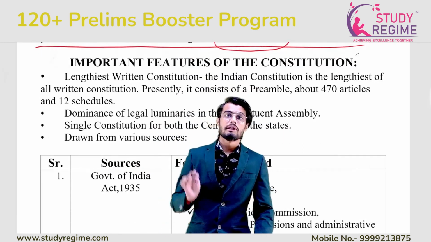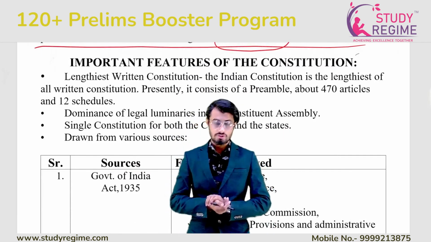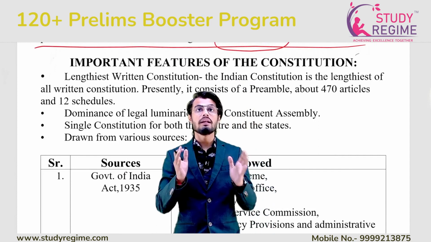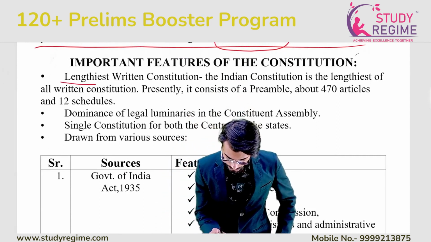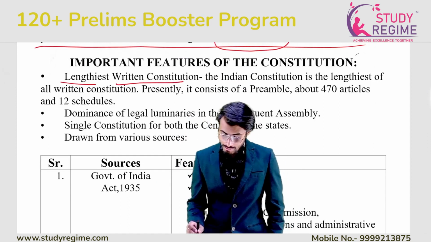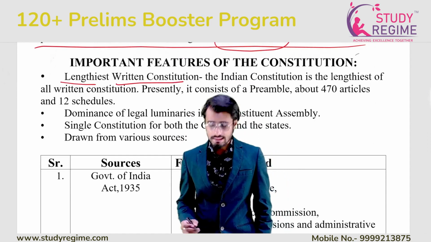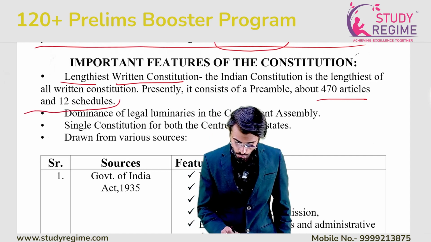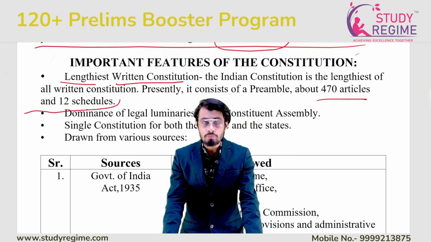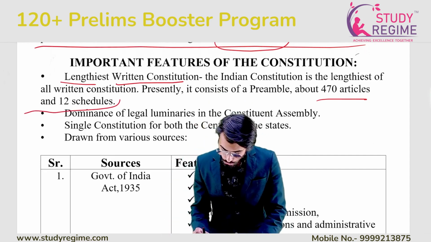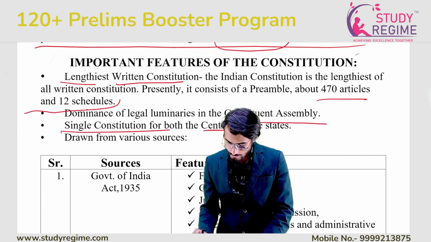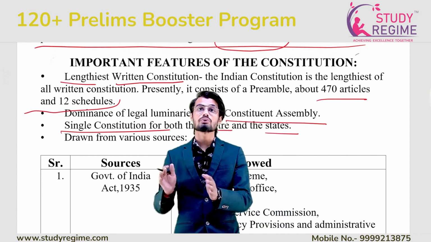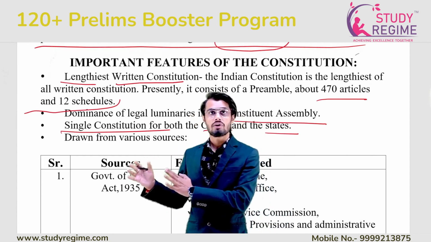Okay. So the important features of the constitution: we have one of the lengthiest constitutions, that is also a written constitution. It consists of about 470 articles and 12 schedules in total. Dominance of legal luminaries in the constituent assembly, and also a single constitution for both the center and the states. We do not have separate constitutions for the state and for the center.